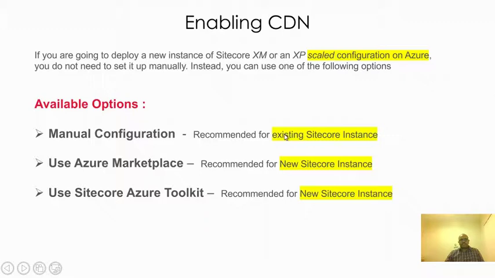So the first one is the manual setup, which is straightforward. If the Sitecore instance already exists, go with the first option. If it is new and you are going to set up a new Sitecore instance, then you can go with the second or third one.